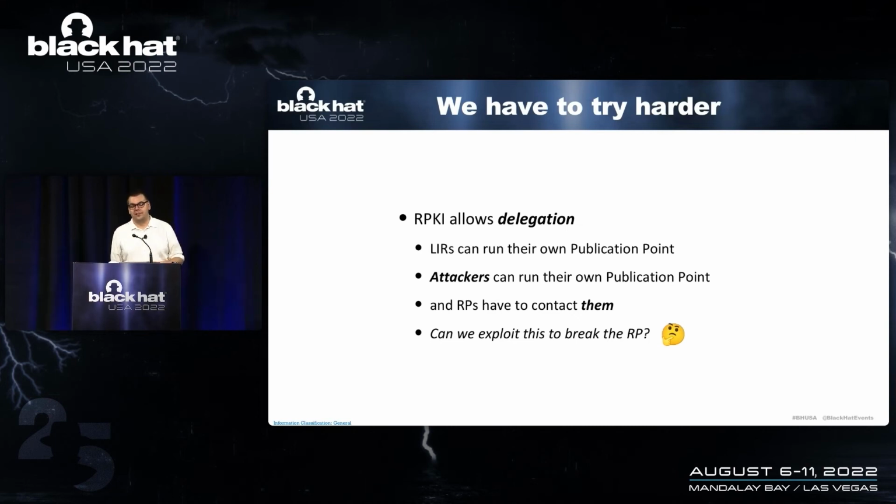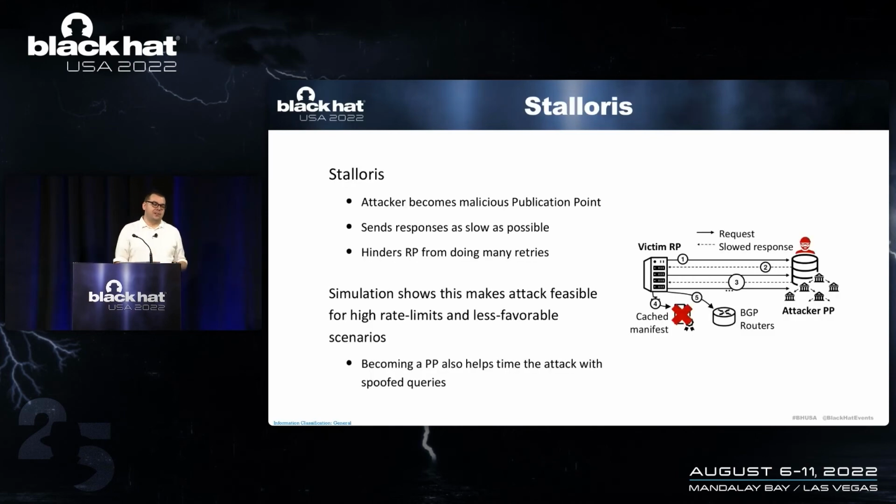What this provides us as an attacker is a direct connection to the relaying party which we want to attack, which is an upgrade to the previous situation where we were just an off-path adversary and didn't really have any connection. We can't connect to the relaying party. We can connect to the publication point, but it doesn't allow us to do anything. So the question is, can we exploit this to break the relaying party? And obviously, because I asked this question, the answer is yes.